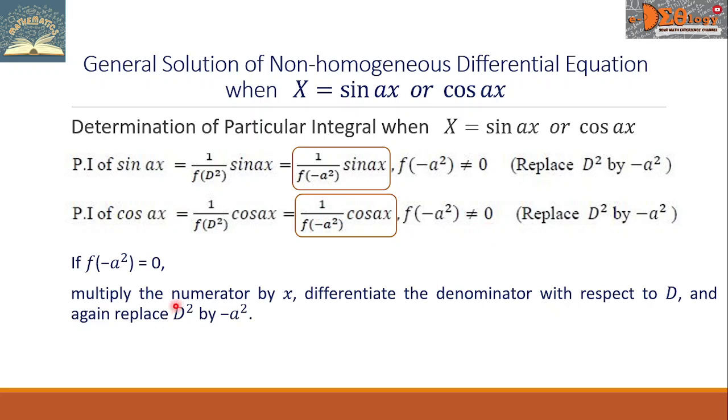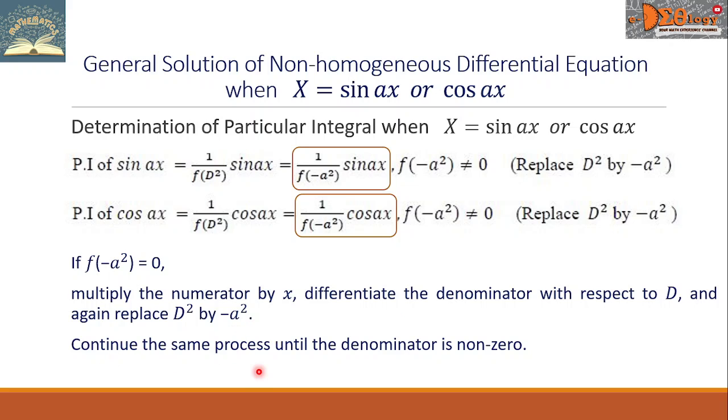For some problems, the denominator equals 0. In that case, we're going to multiply the numerator by x, then differentiate the denominator with respect to d, and again replace d squared by negative a squared. We will continue the same process until the denominator is non-zero.